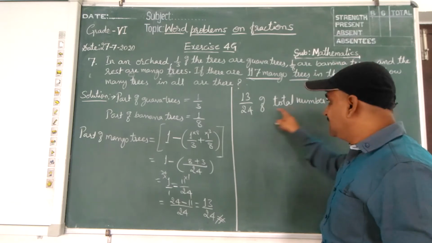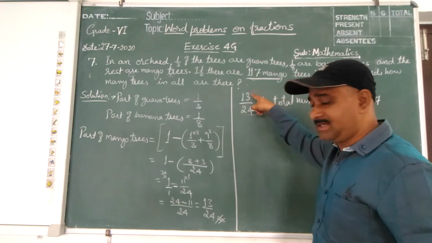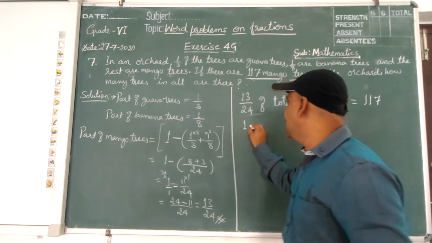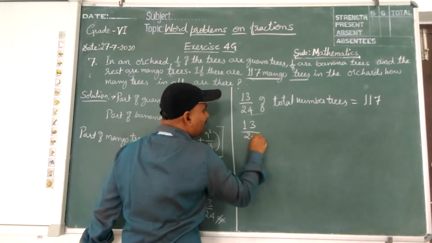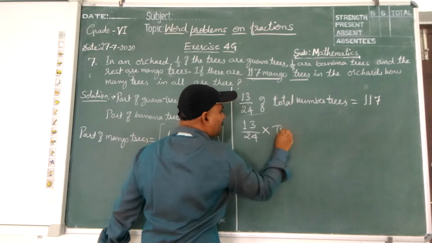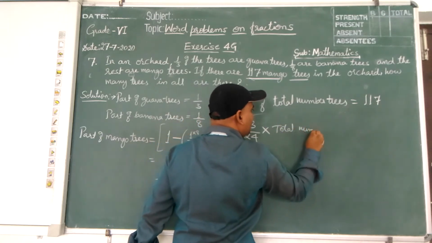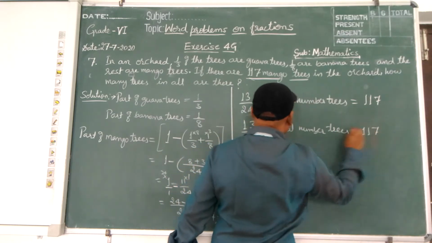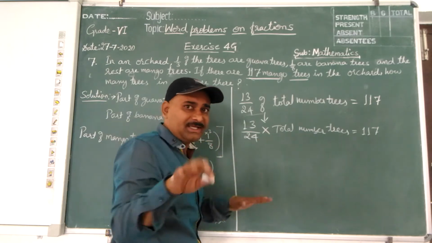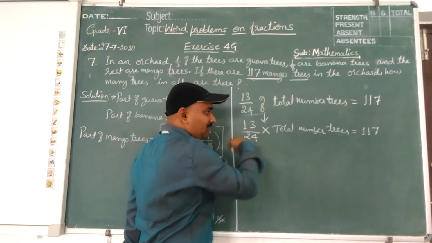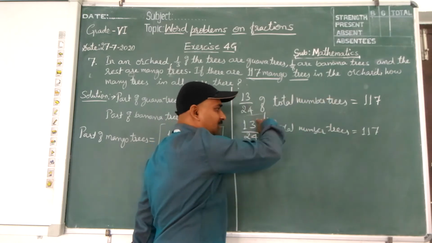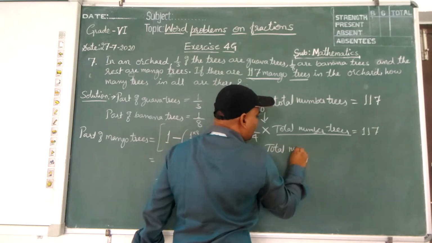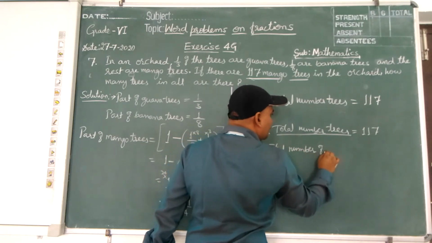117 is the total number of mango trees, and this is also the total number of mango trees, but in the form of a fraction. 13 by 24 of the total number of trees. As I said in the previous class, of means multiplication. We will write total number of trees as it is, and this 117. Only I have changed of to multiplication. Now the next steps you know already, children. This part will go to the right side, 24 will go to the numerator, 13 will come to the denominator. That will give the total number of trees.